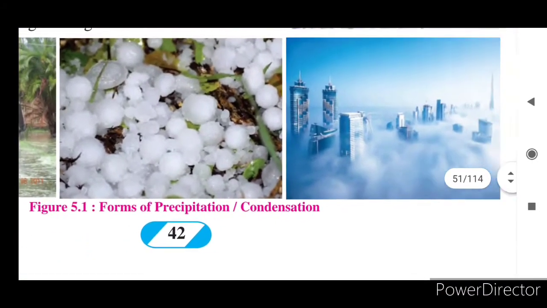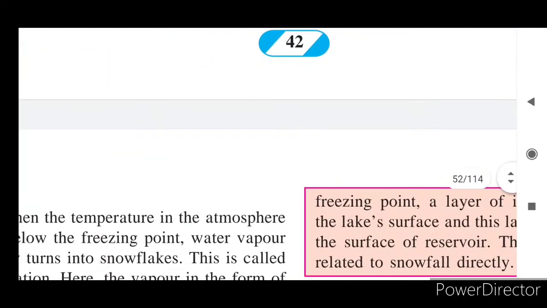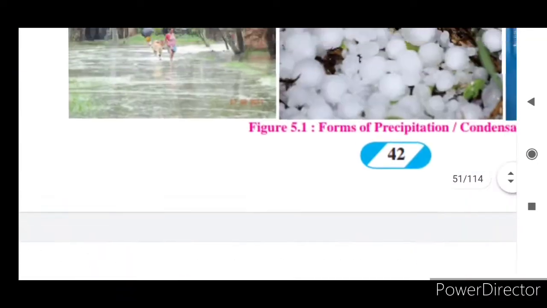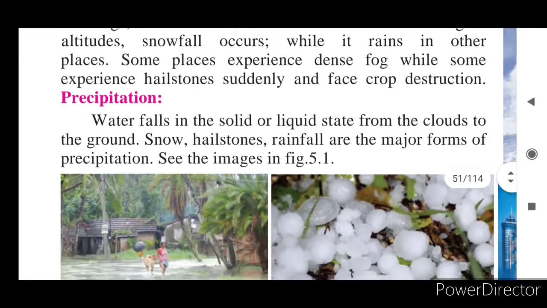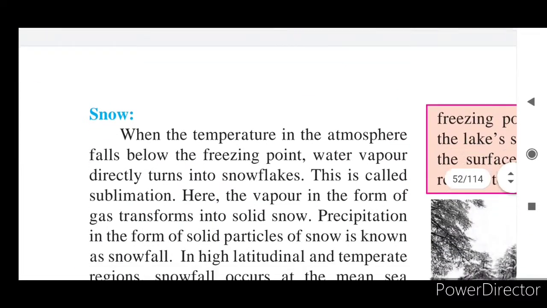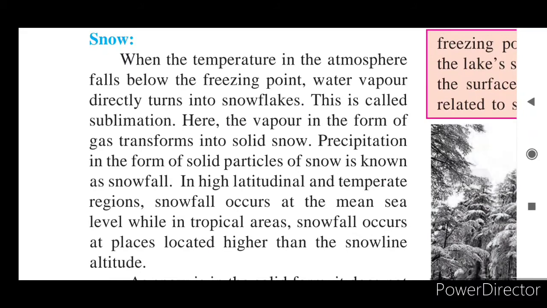So that is the fog. Okay, now we are going to study the snow. When the temperature in the atmosphere falls below the freezing point, water vapor directly turns into snowflakes. This is called sublimation. So here it is said that when the temperature reaches the minus degree, meaning freezing point, at that time water vapor turns into snowflakes.